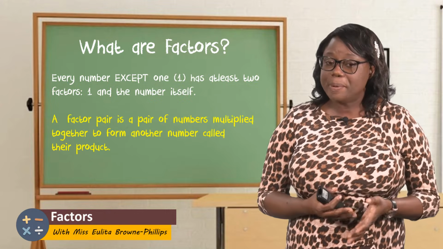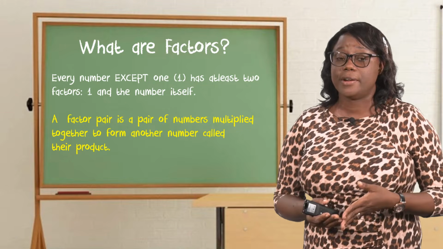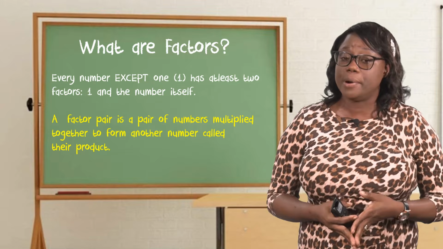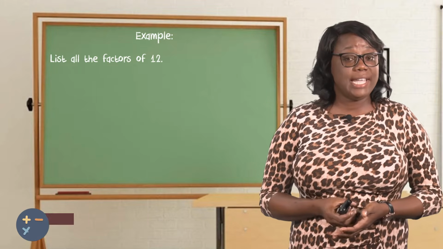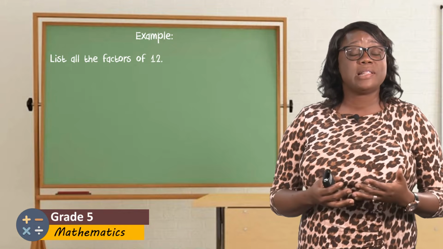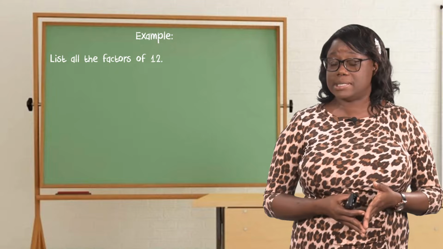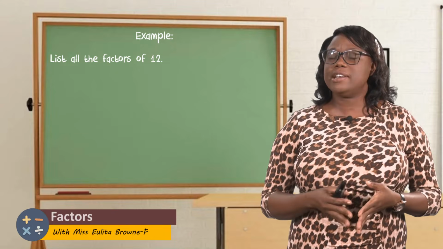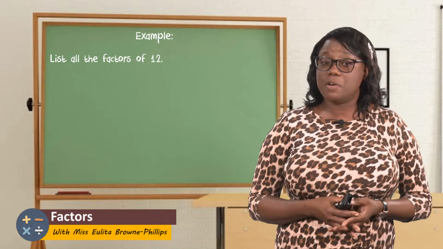A factor pair is a pair of numbers multiplied together to form another number called its product. Now today, we are going to learn how to list the factors of numbers. Our first example: list all the factors of 12.